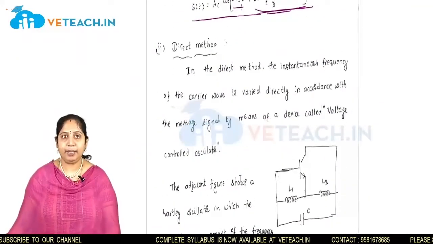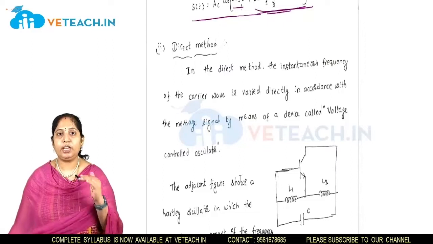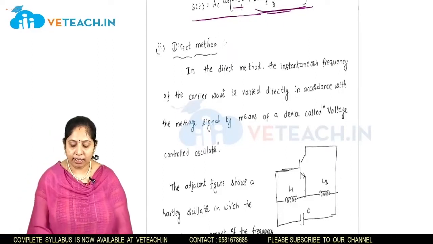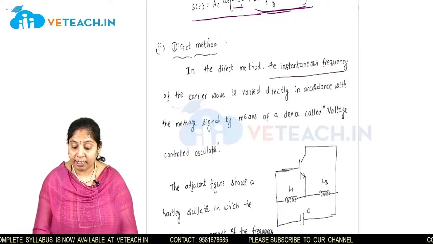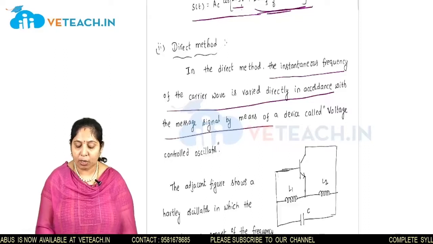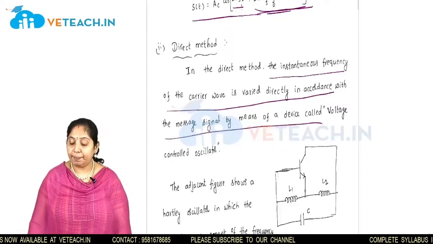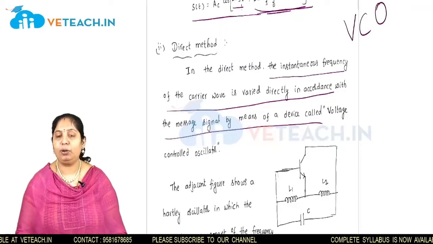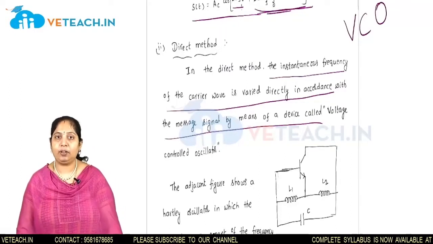What is the direct method? Directly we are going to generate the frequency modulated wave. Okay, so in the direct method, the instantaneous frequency of the carrier wave is varied directly in accordance with the message signal by means of a device which we call a VCO, voltage controlled oscillator.